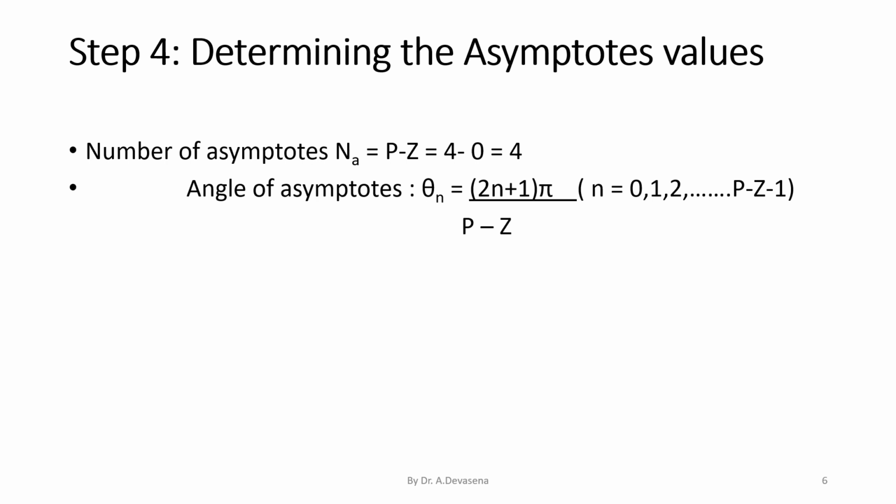Now we are going to determine the angle of asymptotes. The formula for calculating the angle of asymptotes is theta suffix n is equal to (2n plus 1) into pi divided by (P minus Z), where the value of n is 0, 1, 2, and goes on up to P minus Z minus 1. Here n goes up to n suffix a, that is P minus Z, that is 4 minus 0, which is 4. Therefore, for the values 0, 1, 2, 3, we have to determine the angle of asymptotes.